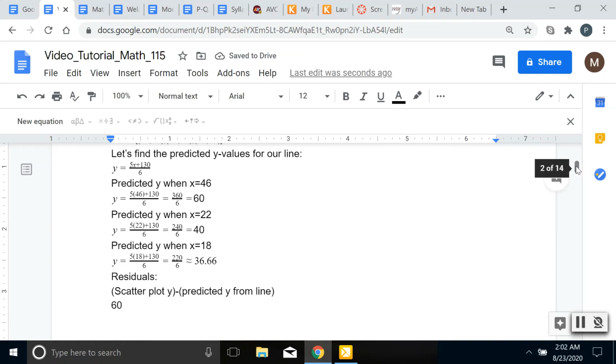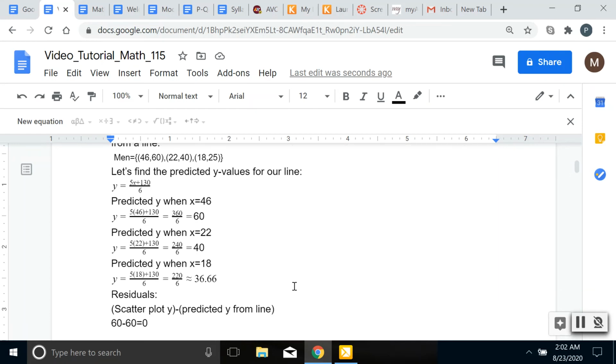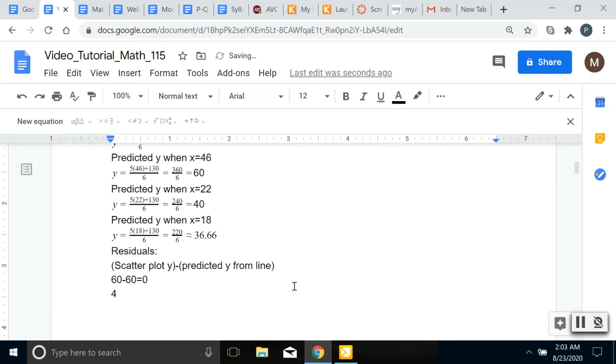And our predicted y value when x is 46 was also 60, so it's going to be 60 minus 60. So it'll be 0 for this one. Then next one, the scatter plot y for 22 is 40, so 40 is the scatter plot y. So 40. And our predicted y when x is 22 is also 40 right here. That's when x is 22. So it's going to be also 0, this residual.